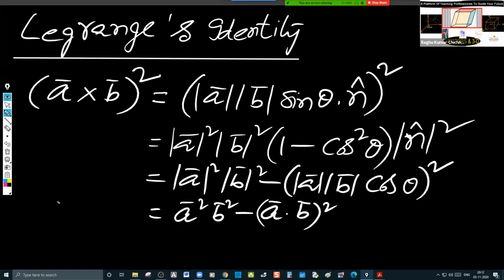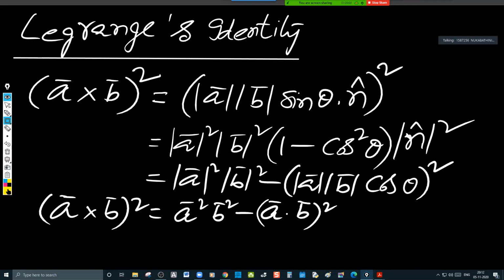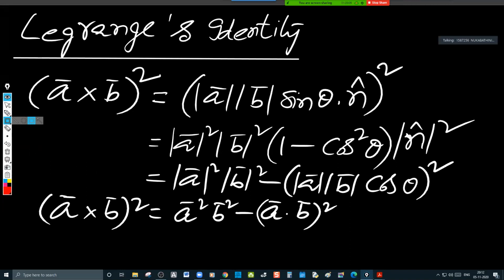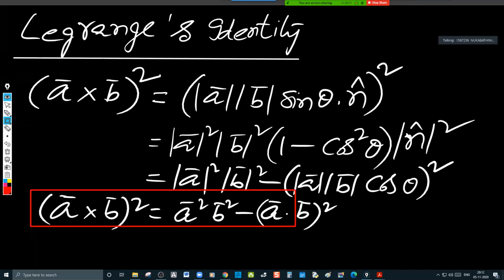You will find many previous questions based only on this concept. A bar cross B bar whole square. Of course, it is named Lagrange's identity. You need not remember that name, but if you remember that name, that will be great. Anyway, you have to remember this formula.